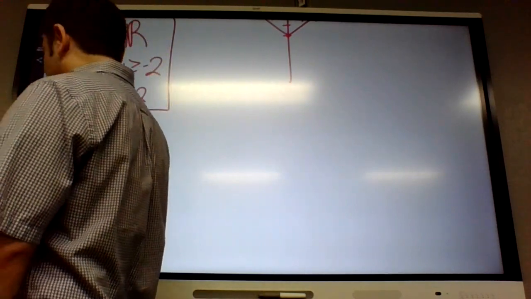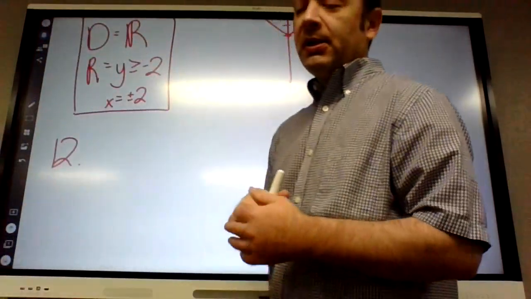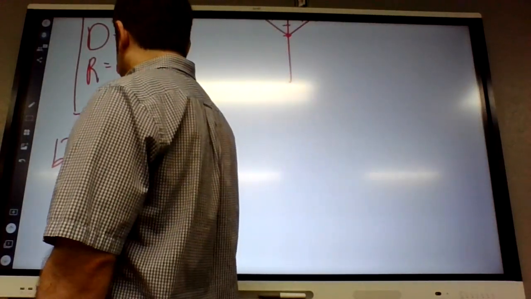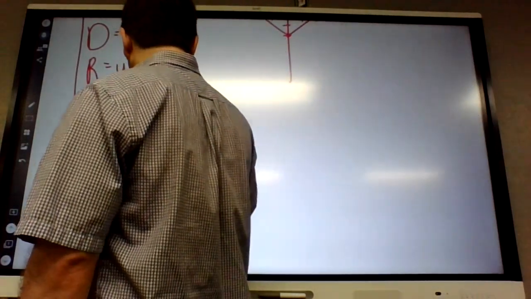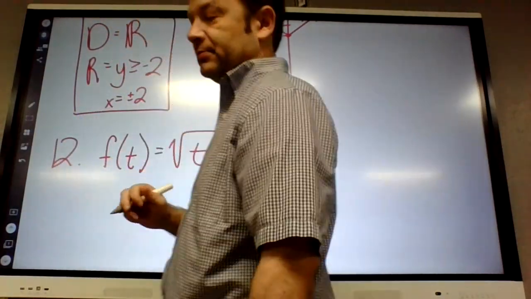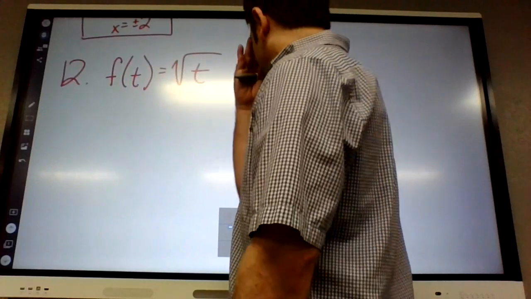I probably better have a 12 because it's a bit tricky. Does anybody think they remember what square root of x looks like? Trey, you got this one. We have not done this year, but we did it last year.